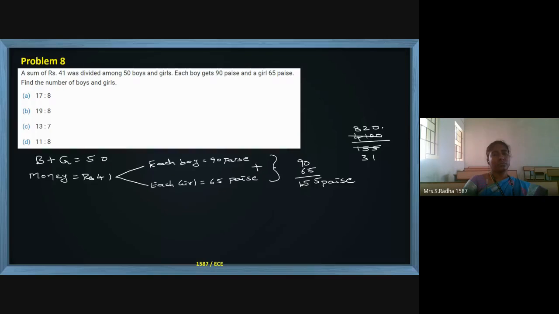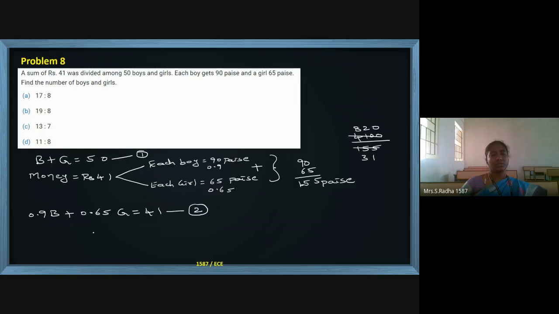We can also do it like this. We can make it equation 1, the total of boys and girls is 50. For the second equation, 90 paisa means 0.9 rupees and 65 paisa means 0.65. I will make another equation: 0.9 boys plus 0.65 girls is 41 rupees. This is equation 2.